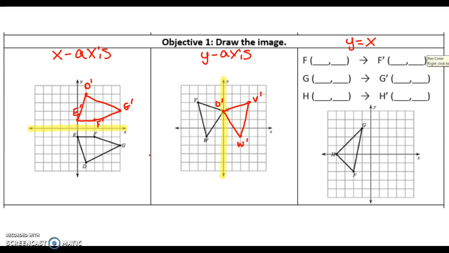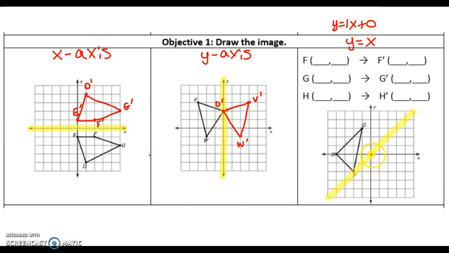Now the next line is y equals x. So y equals x is the diagonal line. Now to be more specific, just in case you seek to understand a little further, y equals x is the same as saying y equals 1x plus 0. If we remember the slope-intercept form of a linear equation, this 0 is our y-intercept.